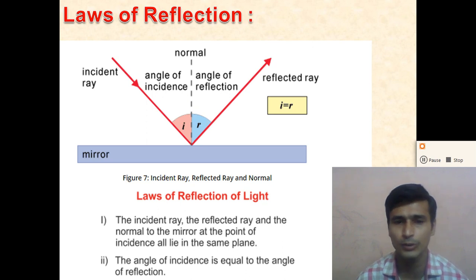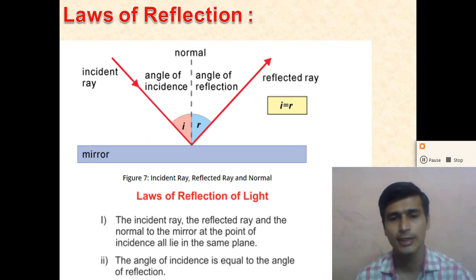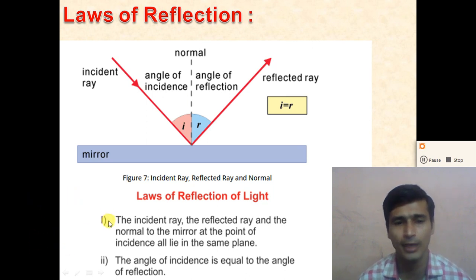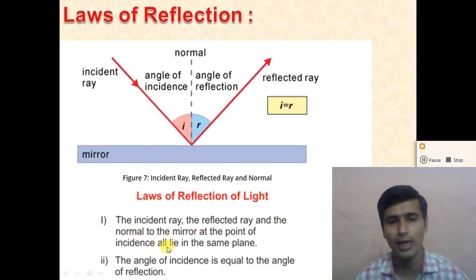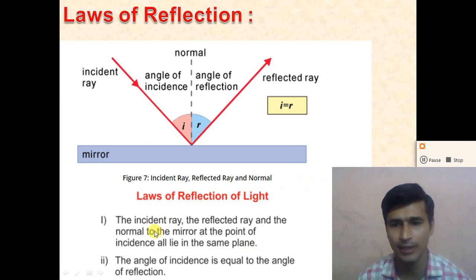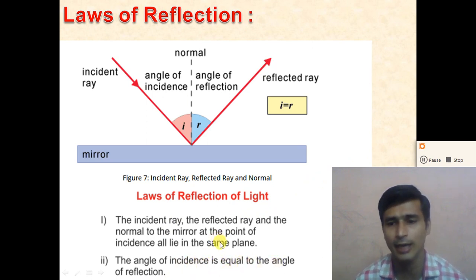There are two laws of reflection of light, and these laws are true for both types of reflection, regular reflection as well as irregular reflection. The first law of reflection is that the incident ray, the reflected ray and the normal to the surface all lie in the same plane, right? I repeat the sentence. The first law of reflection is that the incident ray, the reflected ray and the normal to the surface all lie in the same plane. This is the first law of reflection. And the second law of reflection is that the angle of incidence and the angle of reflection are the same.